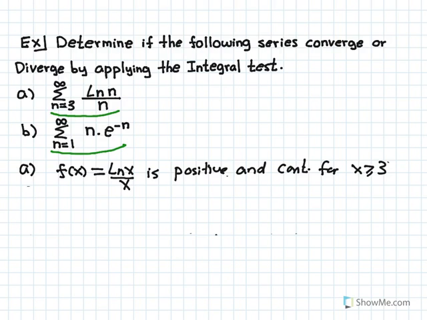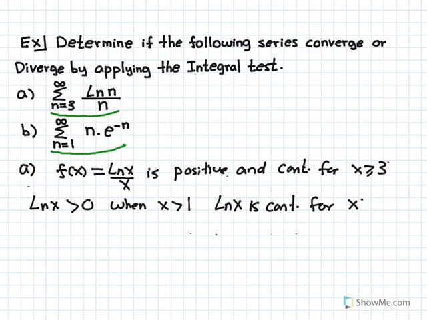Let's show that. We know that log x is positive when x is bigger than 1, because when x equals 1, log x is 0. So when x is bigger than 1, log x is an increasing function of x, it cuts through the x-axis, and the y value is positive. And log x is also continuous for x larger than 0, because log x has a vertical asymptote at x equals 0.